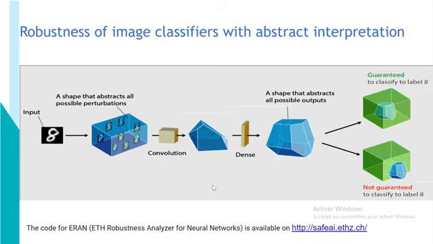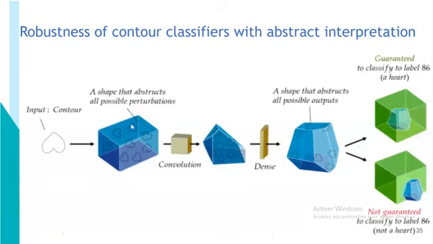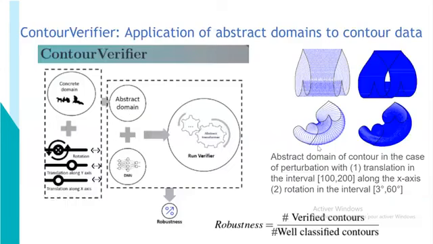So this framework exists, and the code for this is called ERAN. It's the ETH Zurich Robustness Analyzer for Neural Networks, introduced by the ETH Zurich laboratory. It's available at this link. What we did in that work is adapt it to the contour information. We are studying the abstract domains after each layer of the neural network for the case of contours, in order to certify that.